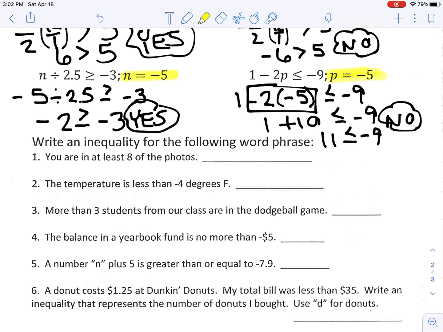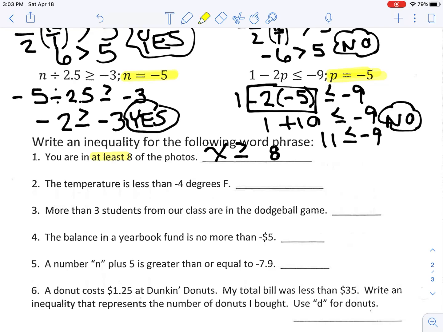You are in at least 8 of the photos. Keywords there being at least. Your inequalities are always going to start with your x, and the number that you see in the problem is always going to go on the right. Now you need to figure out which symbol you're going to use for at least. Well, at least means it could be 8 or it could be more than 8. So that's going to be greater than or equal to.